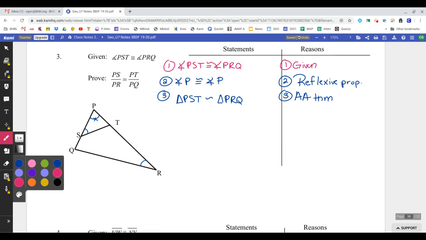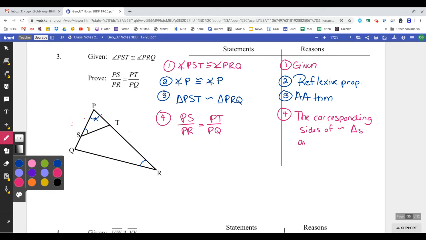So now I'm taking a look. I've got PS and PR over PT to PQ. So notice that I have sides that are corresponding. So step 4 here, I'm going to make a proportion. So PS over PR is equal to PT over PQ. And much like the last one, the corresponding sides of similar triangles are in proportion.